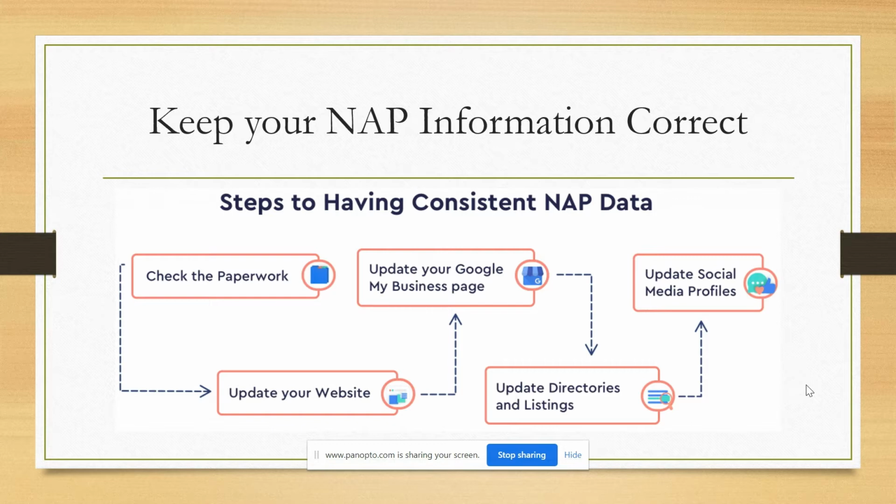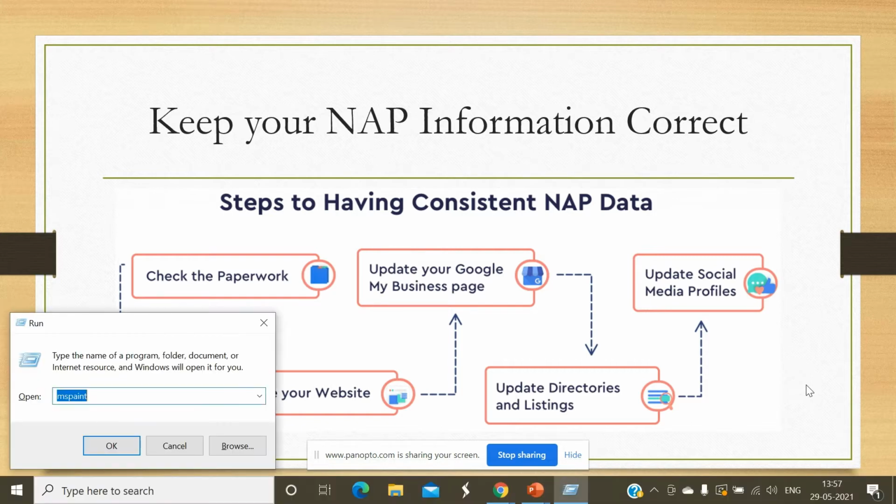Okay. So basically, what you do is you add your name, address, and phone number on a website, and whatever information you are listing out, the local directories that should completely match. So this is called as keeping your NAP information correct. Okay. So I'll show you with an example over here.